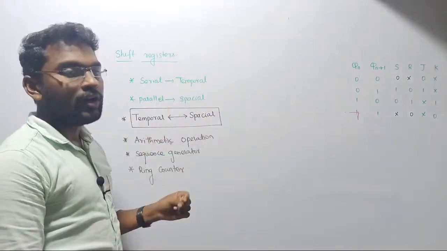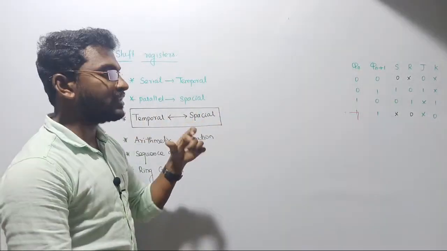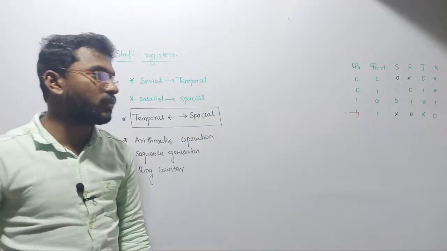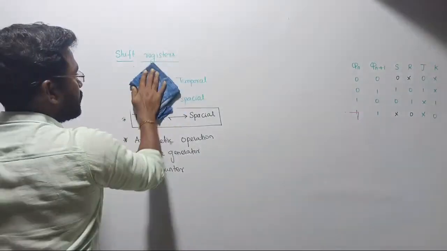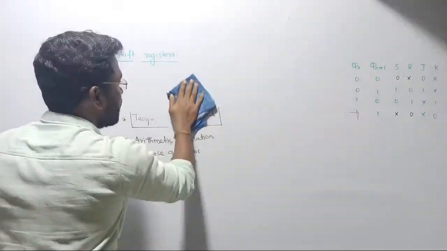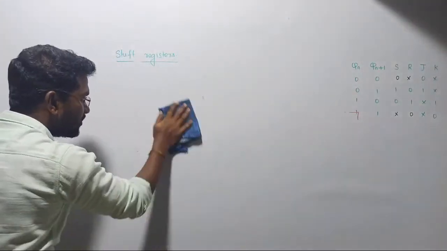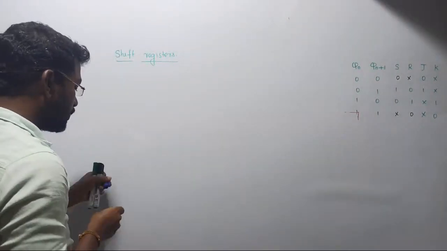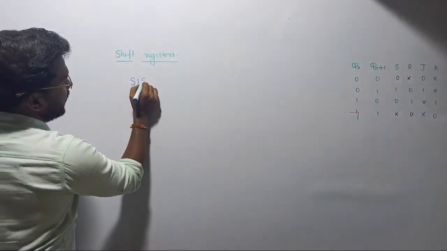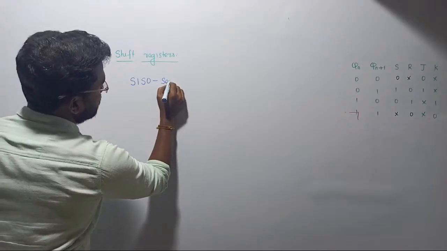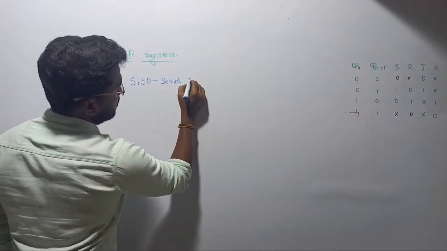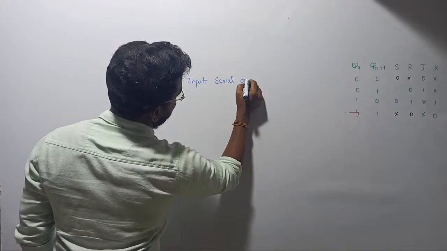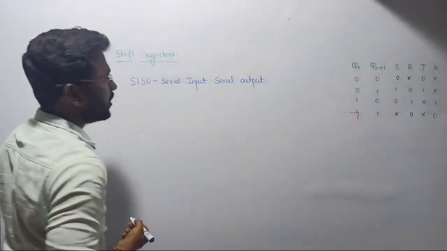So let us take the D flip-flop and design. I said there are four types. First, we are going to design the serial input, serial output register. So the first type of register that we are going to design now is called the SISO register. It stands for serial input, serial output register.